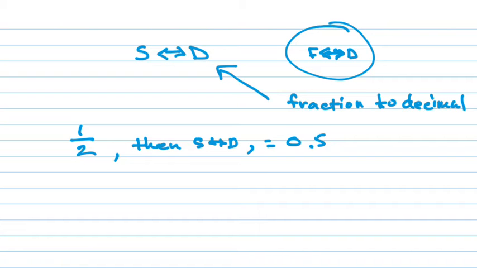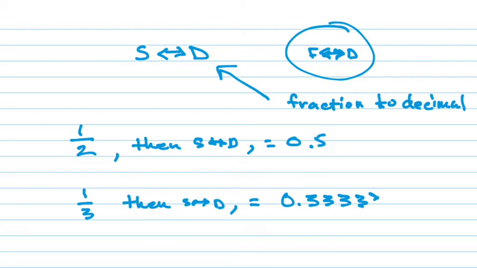All right. So do this one for me. Do 1/3, then SD, and tell me what you get. 0.333. Yeah, 0.333, and it keeps on doing threes forever, right?